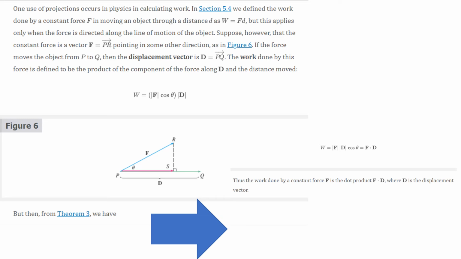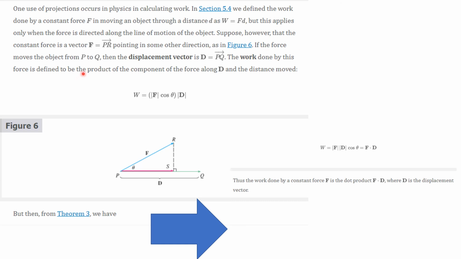Now, one use of projection occurs in physics in calculating work. And remember, we defined work done by a constant force in moving an object through a distance d as W equals F times d. But this applies only when the force is directed along the line of motion of the object. Suppose, however, that the constant force is a vector, F, operating from P to R, pointing in some other direction. And here, for example, you could think about you're pulling a wagon or something. You have the tongue of the wagon up here, so you're pulling in a direction. So you see the only direction that really matters is this one, and you see the projection is starting to loom large here.